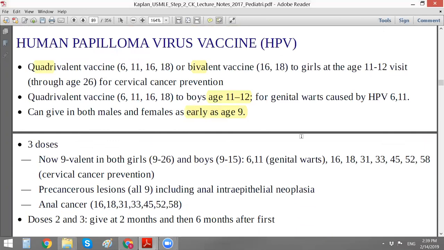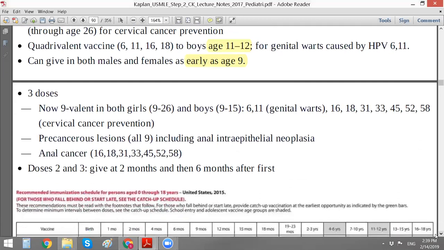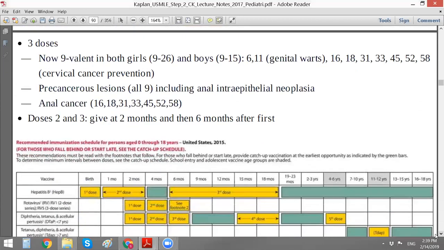Then we have 3 doses now, 9-valent in both girls, 9 to 26, and boys, 9 to 15. 6 and 11 are for genital warts. 16 and 18 are the high-risk ones, along with 31, 33, 45, and so on, so this is 9-valent in both girls and boys. It prevents precancerous lesions, all 9 types including anal intraepithelial neoplasia and anal cancer. Doses 2 and 3 are given at 2 months and then 6 months after the first.